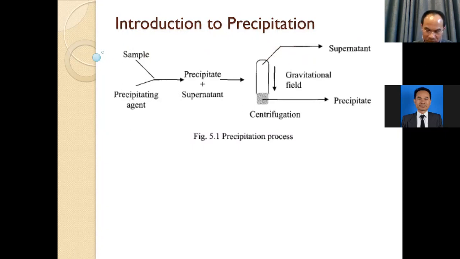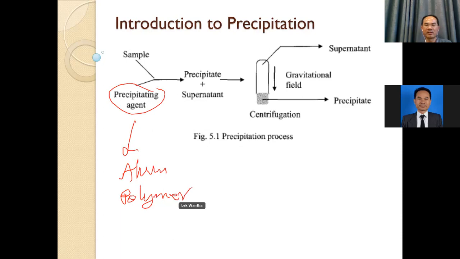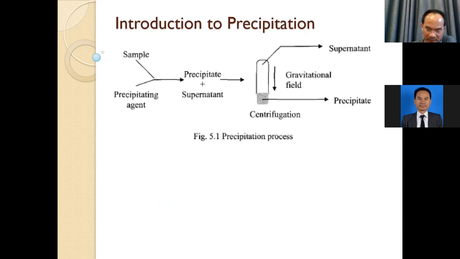The precipitating agent may be a polymer, the most common chemical. This is the chemical that you add to the sample. And then after you mix the sample and precipitating agent together, that's that.